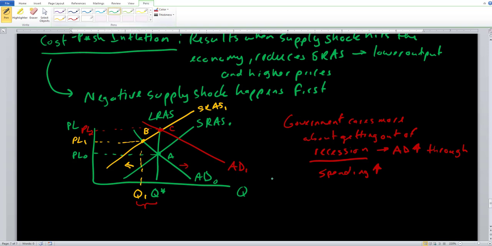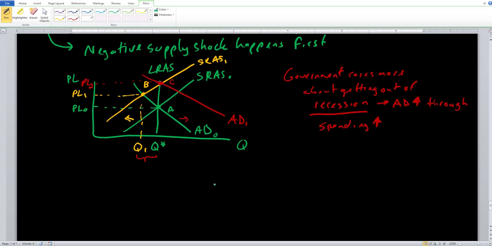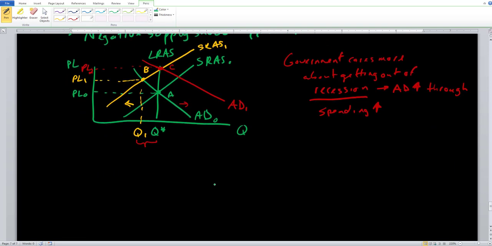However, this may not be the only goal in mind that the government may have. Suppose that they care a little bit more about keeping price levels stable. Then they'd actually have to do something different instead. So let's see what is different in this case. So suppose the government wanted to lower inflation.